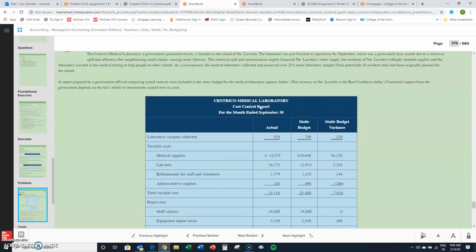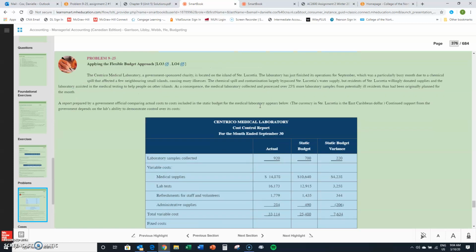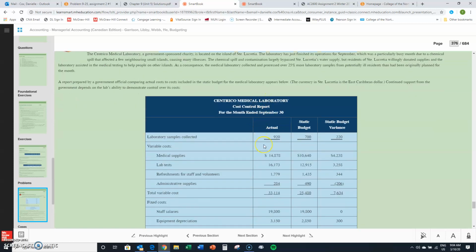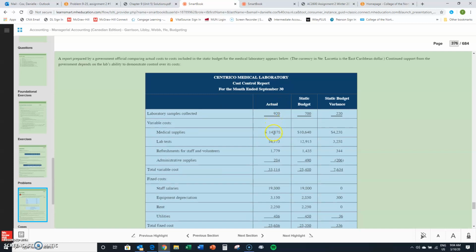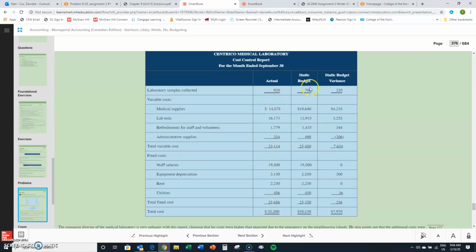I'm not going to read through the question because it's quite long, but basically we are given some information about actual results and a static budget. The static budget was for 700 laboratory samples. A static budget doesn't change with the volume of business that's happening. They figure they're going to do 700 samples, and they do a budget based on that. So when the actual number differs from the static budget, you're going to get variances.